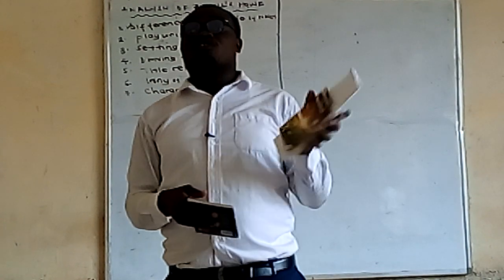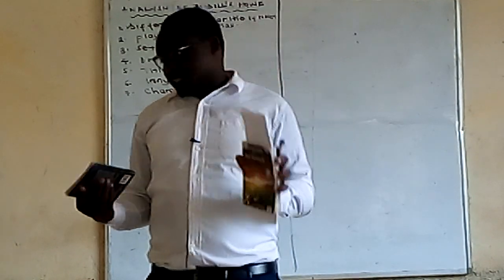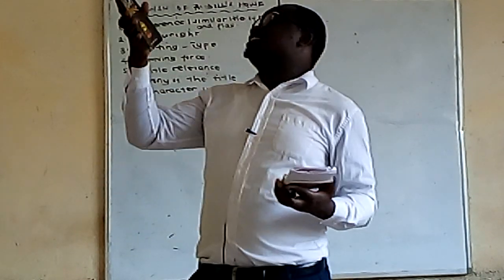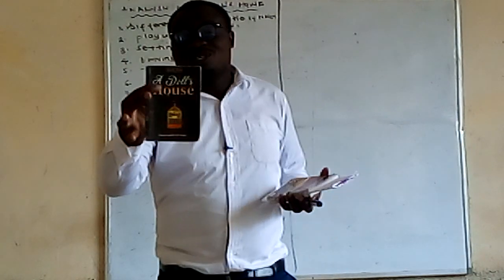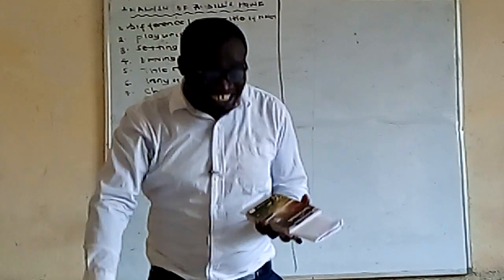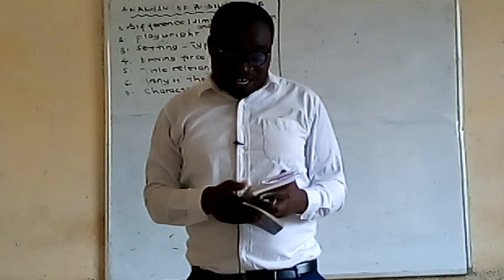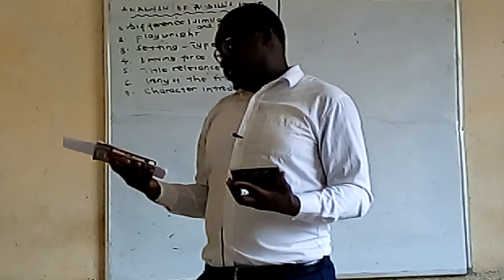If you look at The Blossom of Savannah, it has 19 chapters. If you look at The Doll's House, it has 3 acts. So in a play we talk about acts and scenes, while in a novel we talk about chapters.